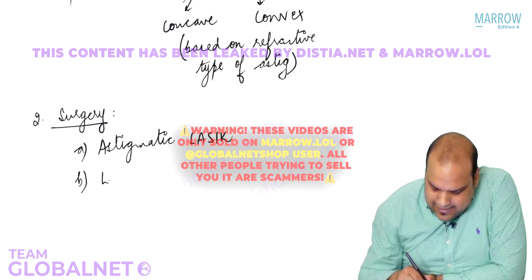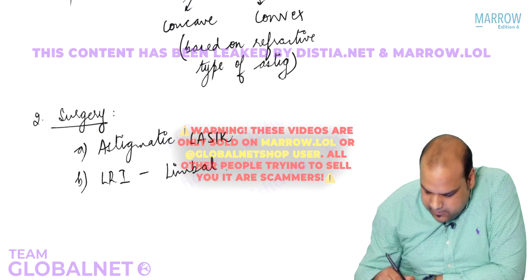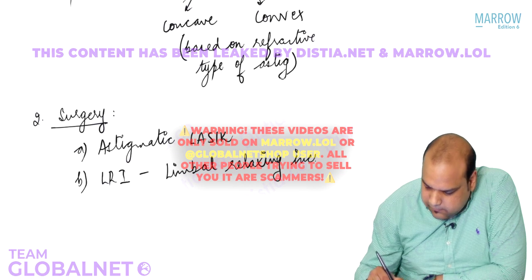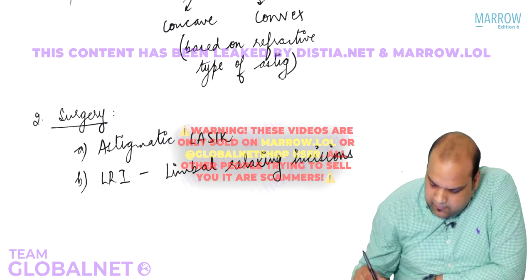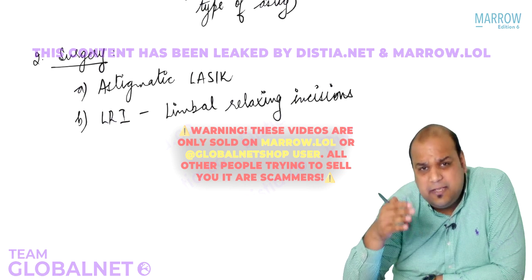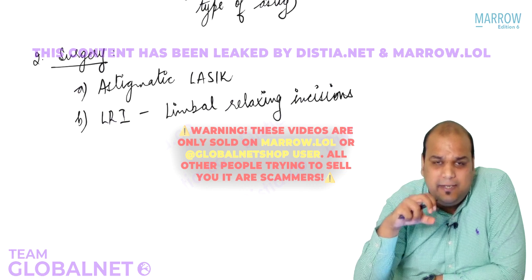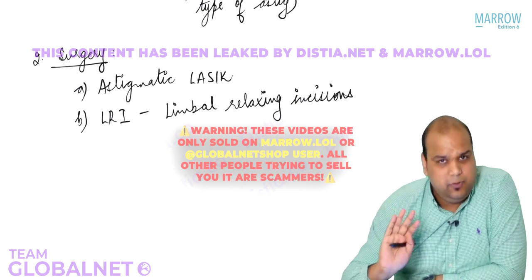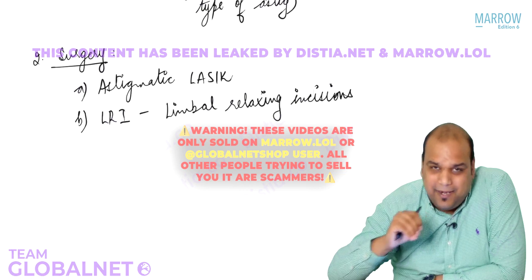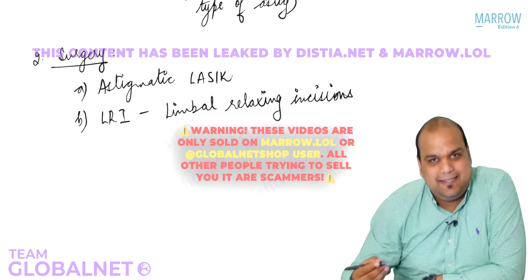What can also be done is LRI, limbal relaxing incisions. Very simple concept, limbal relaxing incisions. Whichever curvature is more curved, at the limbus, you give incisions so that when it heals, it flattens out that curvature. Okay, everybody? So at the limbus, you will give partial thickness incisions to flatten out the more curved axis.